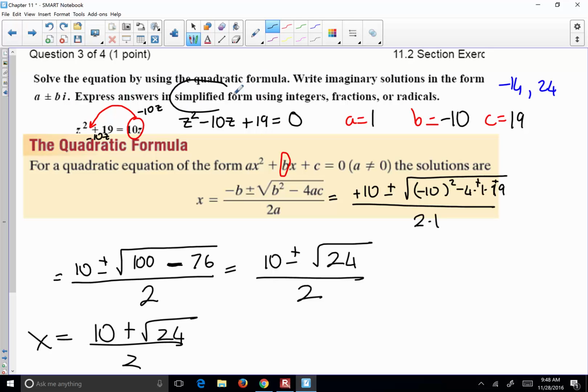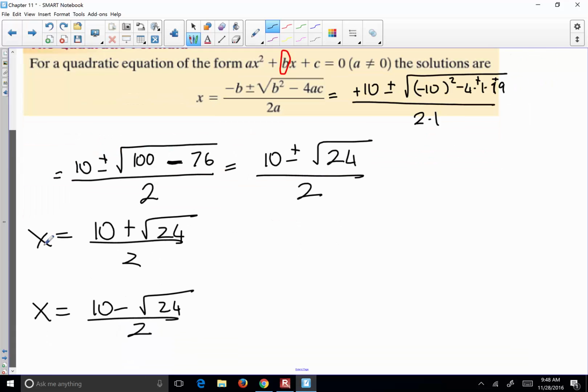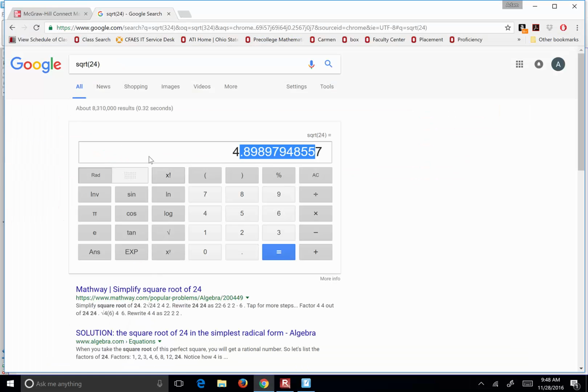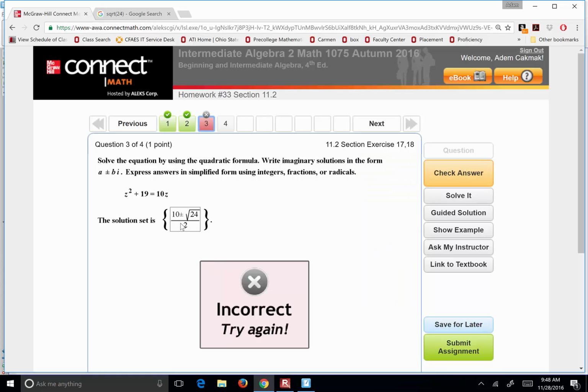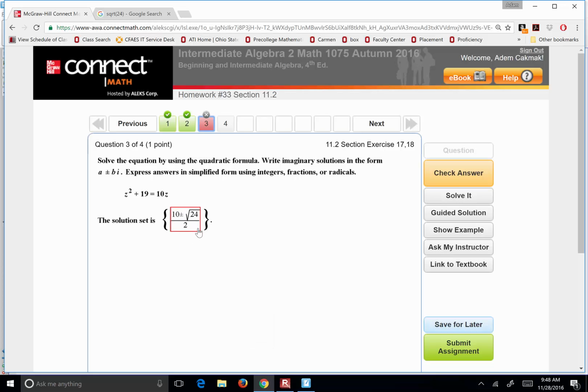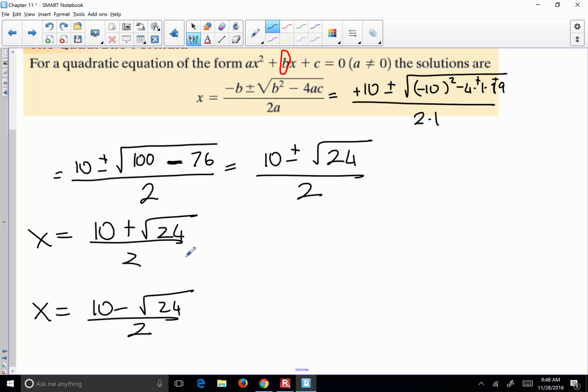It says simplify this as much as possible. I don't think this has been simplified. I want to test it anyways. Let's test it. 10 plus square root 24 over 2. Oh, this has to be plus or minus. You can put plus minus here and save time. Let's see if it's gonna like it. It says incorrect. The reason is, although the answer is correct, it's incorrect because I didn't simplify it.